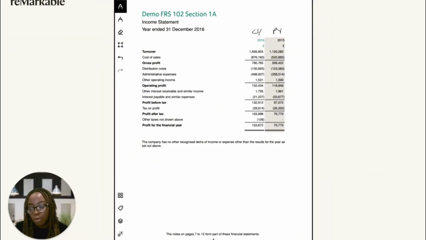Okay, now I will talk a little bit about ratios and how you can use that to analyze the performance of the business. But for now I'll just show you what the pages look like. So this is the income statement, as I've said, and then you have your tax numbers here.